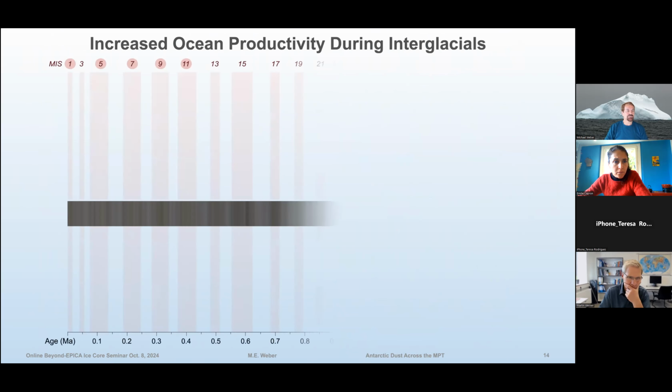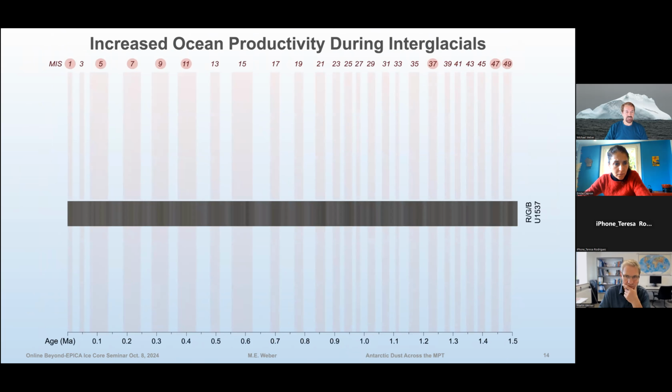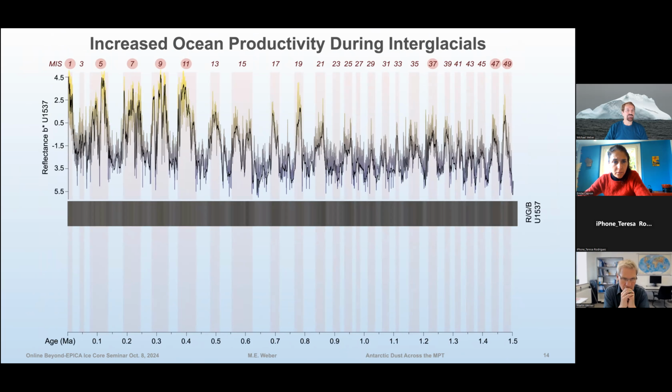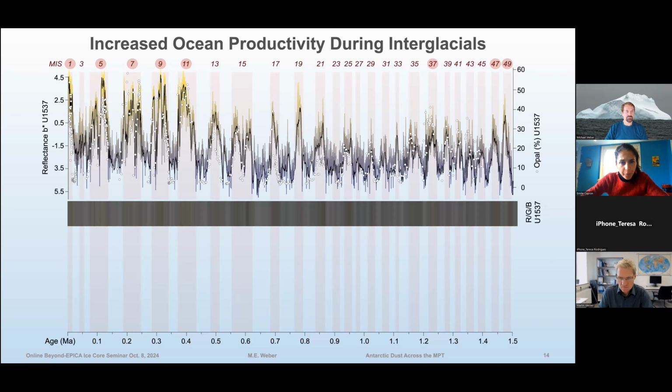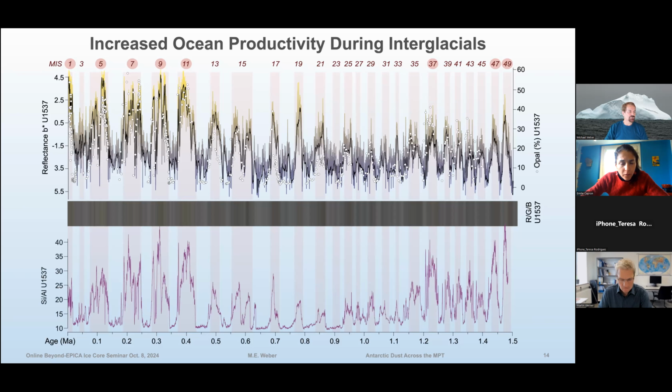So let's show this in a separate plot here. This is again the top 200 meters, 1.5 million years. And on top, we see our productivity proxy B star. And on top, these white dots are actual measurements of opal content. And we used another proxy for productivity, which are ratios. In this case, the ratio of silicon versus aluminum, which is a biogenic versus a detrital component. And we see the very same trend.